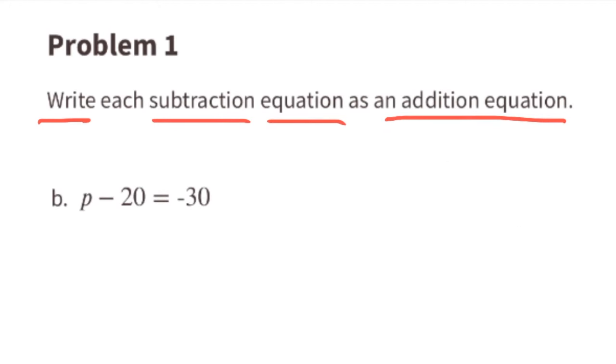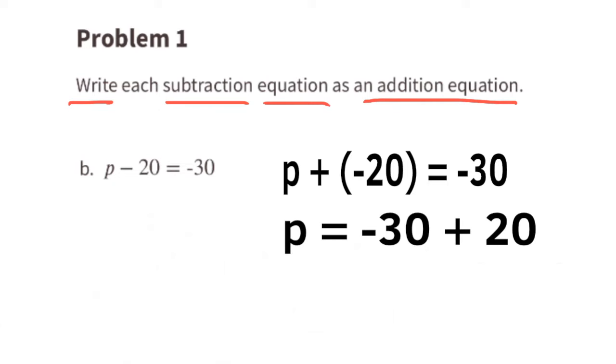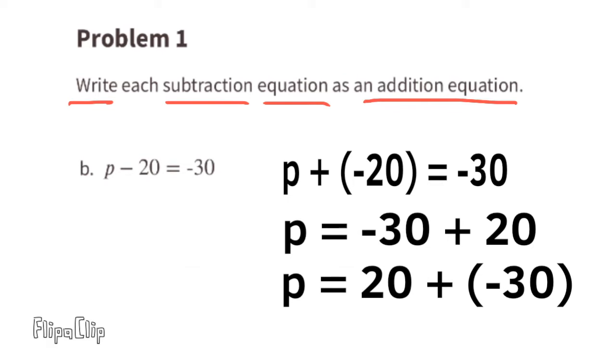B, P minus 20 equals negative 30. We can rewrite that as P plus a negative 20 equals negative 30, or P equals negative 30 plus 20, or P equals 20 plus a negative 30.